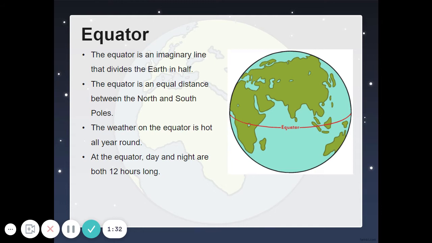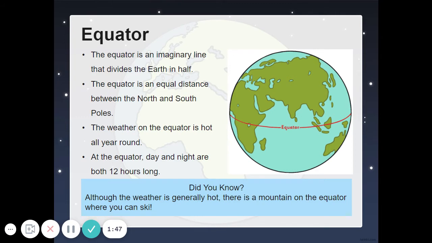The weather on the equator is hot all year round, every single day of the year. And at the equator, day and night are both 12 hours long. Did you know that although the weather is generally hot, there is a mountain on the equator where you can ski? That seems quite strange, doesn't it? I've just told you that it's really hot all year round, but there's a mountain you can ski on.